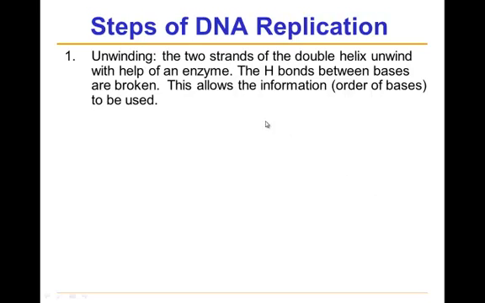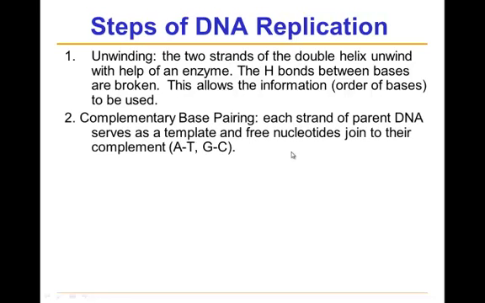Notice that I simply say that the two strands of the double helix unwind with the help of an enzyme. I'm not making you learn the name of the enzyme. And when I say H bonds, I mean hydrogen bonds between bases. You'll recall that hydrogen bonds connect the bases of the two halves of the DNA molecule. And so the H bonds are broken. Sometimes I say they're unzipped. And this allows the information inside, the order of the bases, to be used, to be copied.